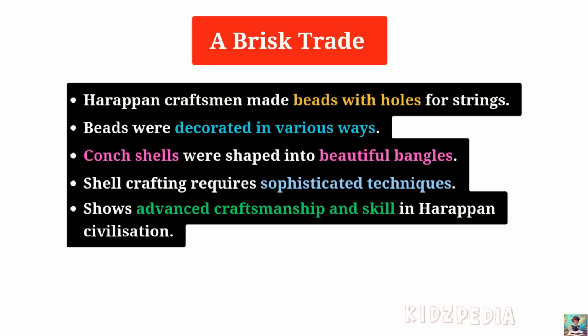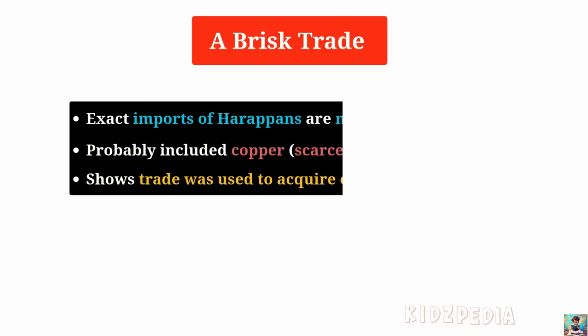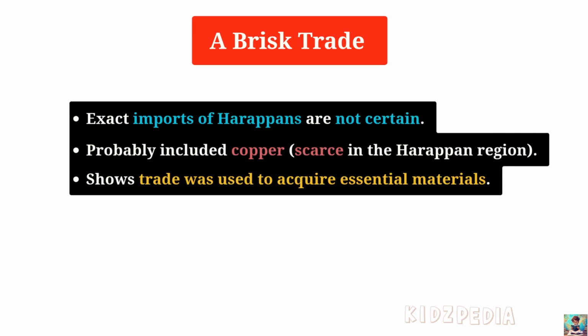Harappans worked with conch shells to make shell bangles, which is difficult because shells are very hard. This shows that Harappans were expert craftsmen with advanced tools and techniques. We know what the Harappans exported, but what they imported in return is less clear. Archaeologists believe that they probably imported copper because it was not commonly found in the Harappan region.